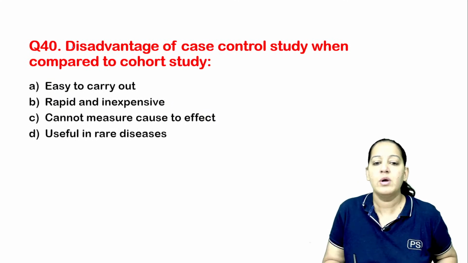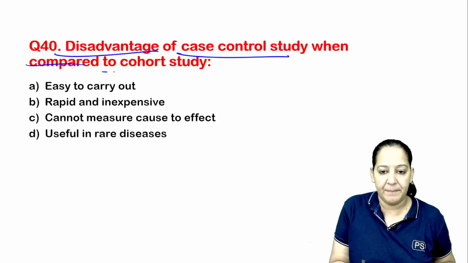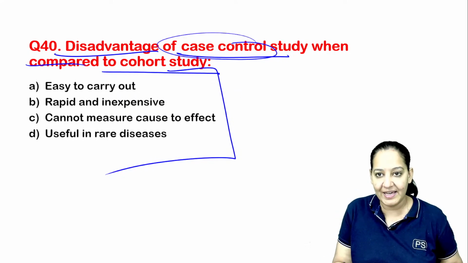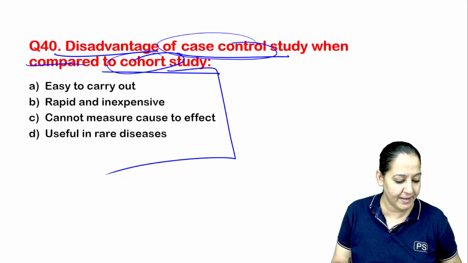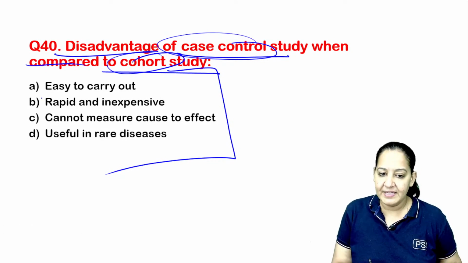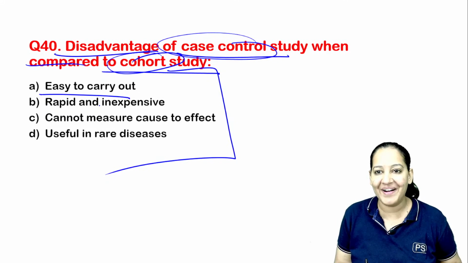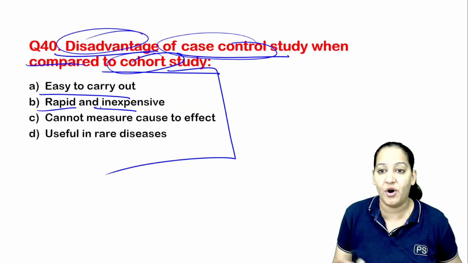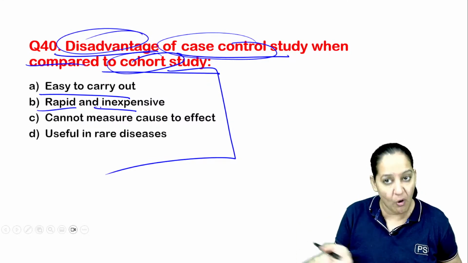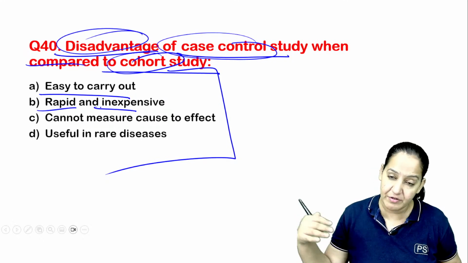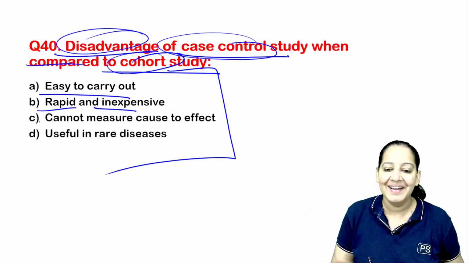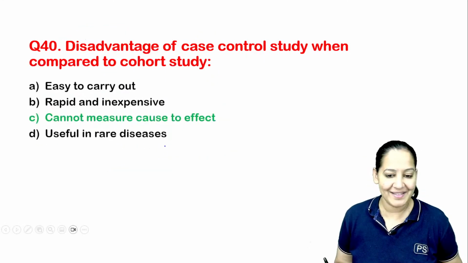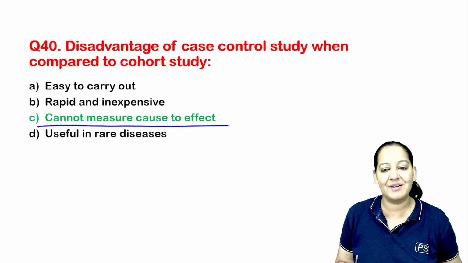The next question is in front of you. What is the disadvantage of case control study when compared to cohort? We have already seen the studies. Now you will tell me the answer. Is it easy to carry out? Is that a disadvantage or advantage? It is rapid and inexpensive. Is that an advantage or disadvantage? I want to know the disadvantage of the backward study as compared to the forward study. It cannot measure cause to effect, and is useful in rare diseases. What is the correct answer? Yes. Cannot measure cause to effect.